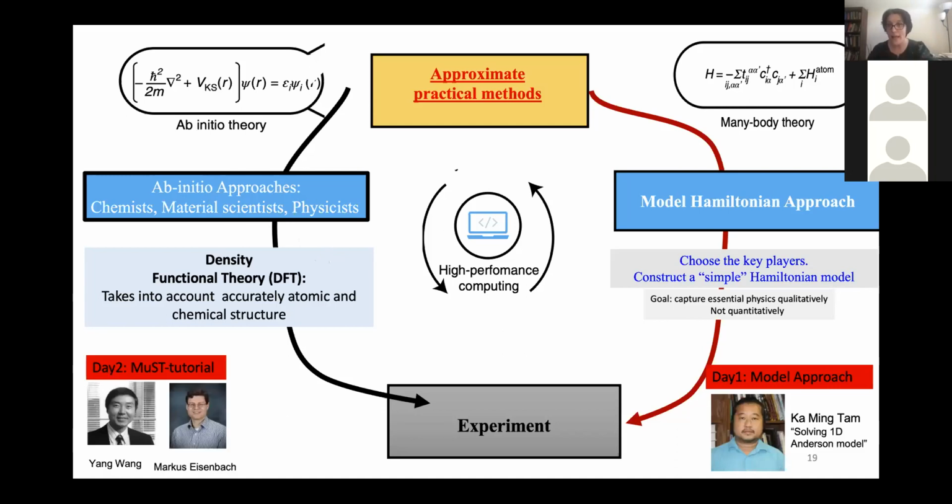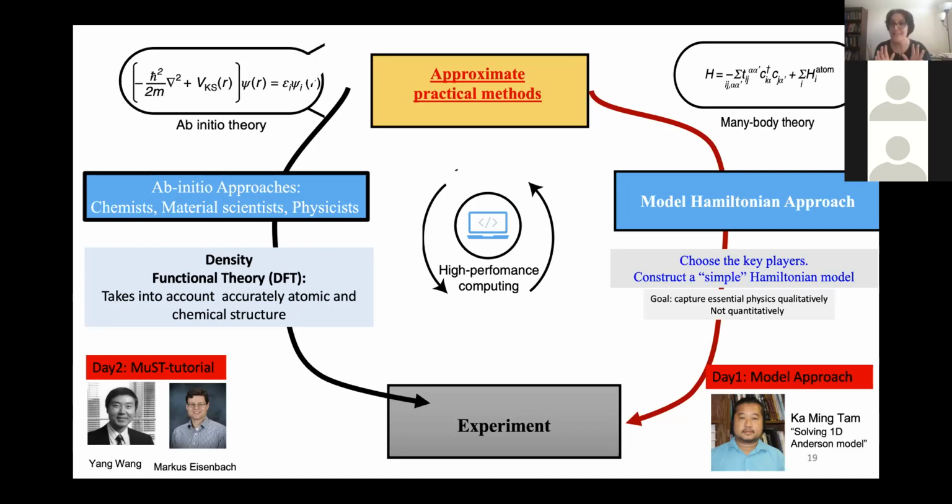On the other hand, we can take another route, and this is called the model Hamiltonian approach. So instead of putting all the details into our equation, we say, no, this is too complex for us. Let's study a simple model or use some simple equation that can describe the phenomena we are after. So we use the key players to construct the simple Hamiltonian, and our goal is not to describe the physics quantitatively, but qualitatively, right? We are trying to explain the phenomena we are after. Instead of looking at complexity, we are looking at the simple and key players.